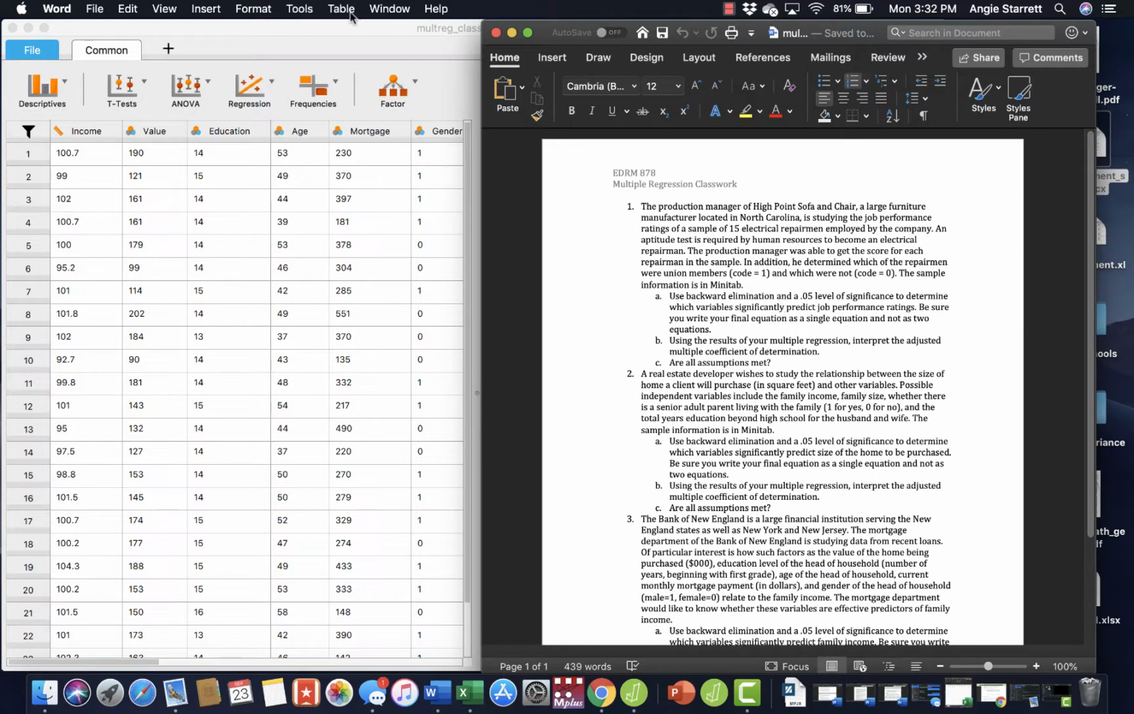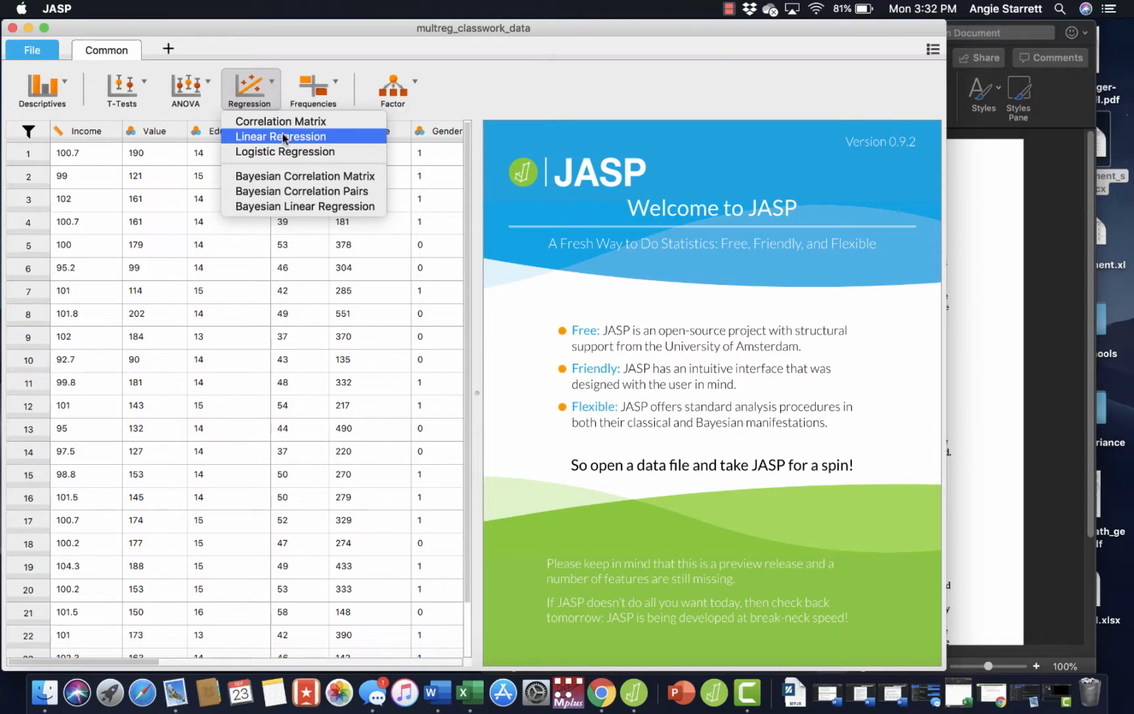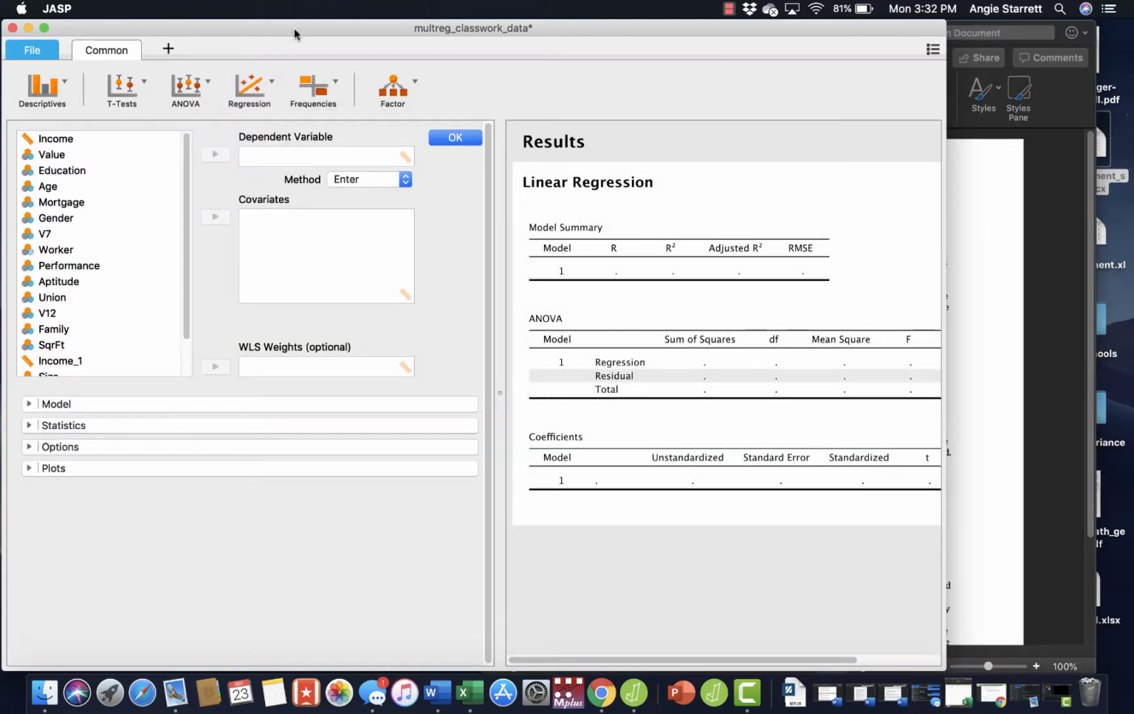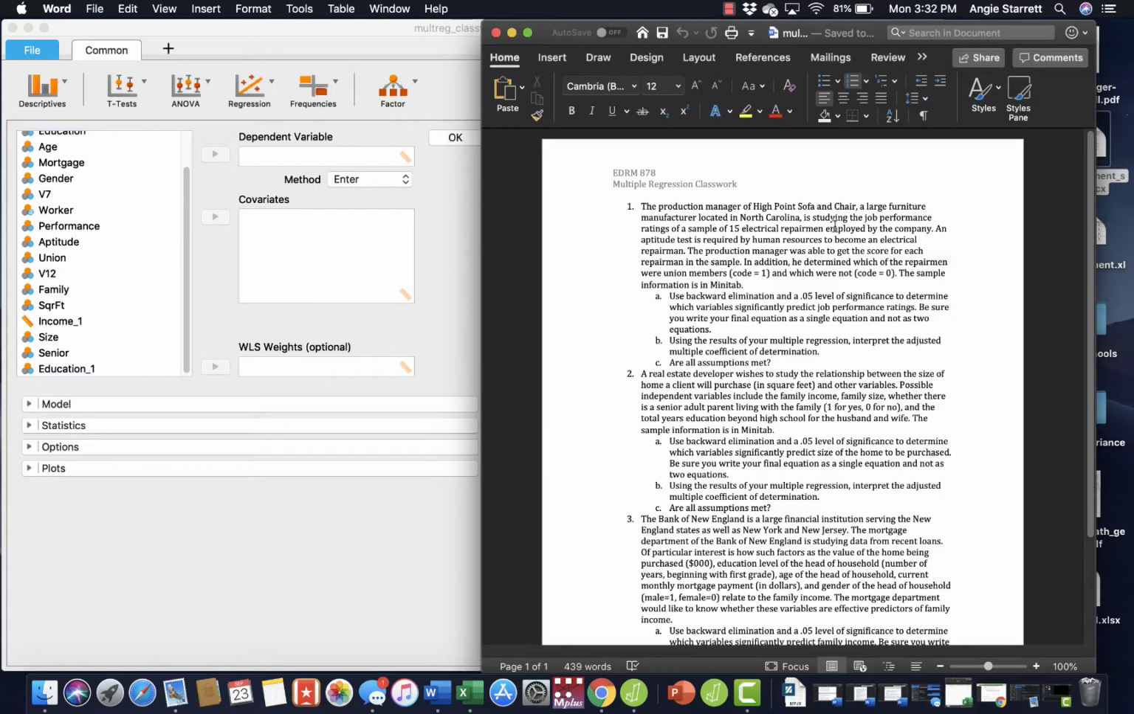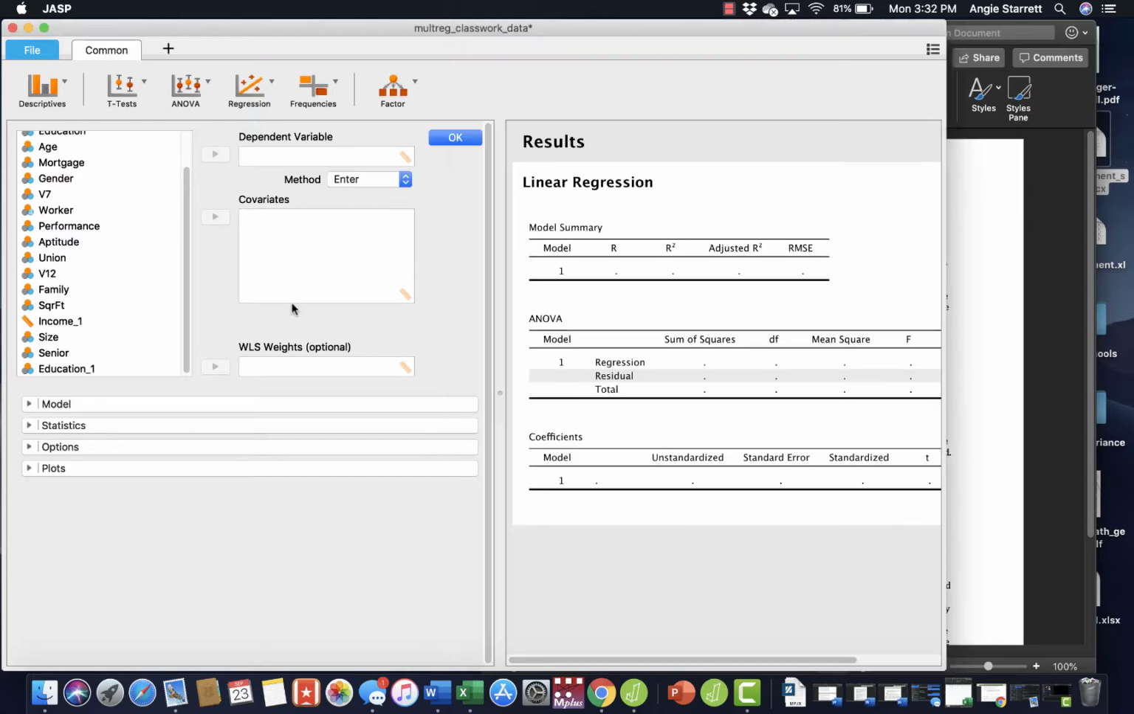Let's see here. Let's go into JASP. We've got our data here in JASP. We want to go into linear regression. All right, so what do we want? We want to predict their performance. So here, predict job performance. So performance is going to go in our dependent variable. And then according to our data, we have X's of aptitude and union.